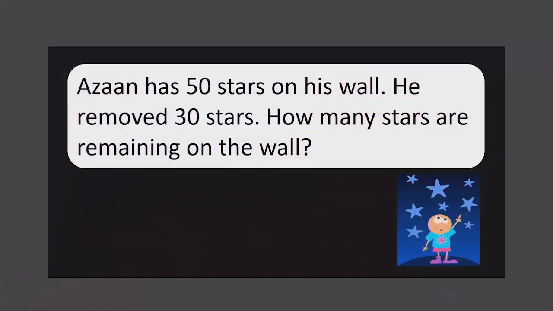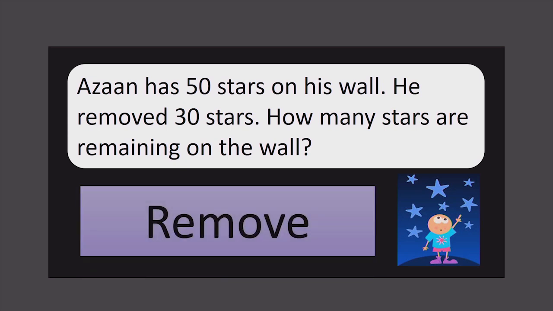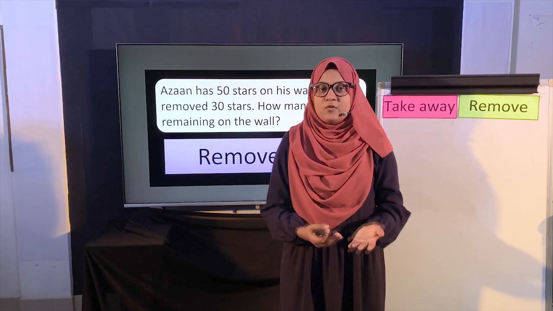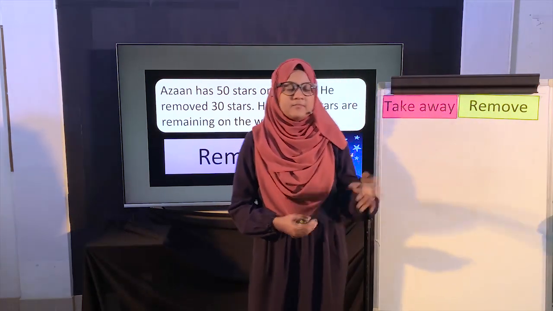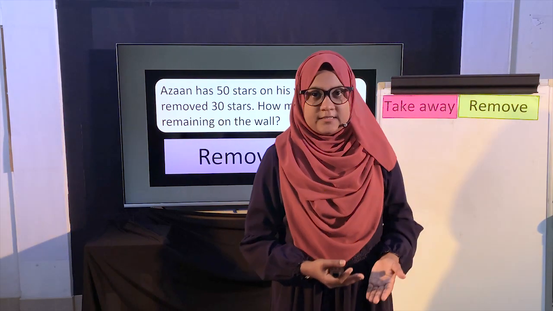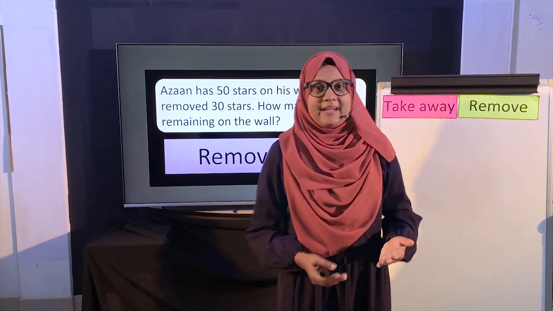Okay. So we have now known one word. Let's see another question. Azan has 50 stars on his wall. He removed 30 stars. How many stars are remaining on the wall? Now you have to find the subtraction related vocabulary from the sentence. Have you found it? If remove was your answer, then you are correct. So the next vocabulary is remove. Now, remove also has a similar meaning as take away. It means you are taking something away. In this question, there were 50 stars and 30 stars were taken away.